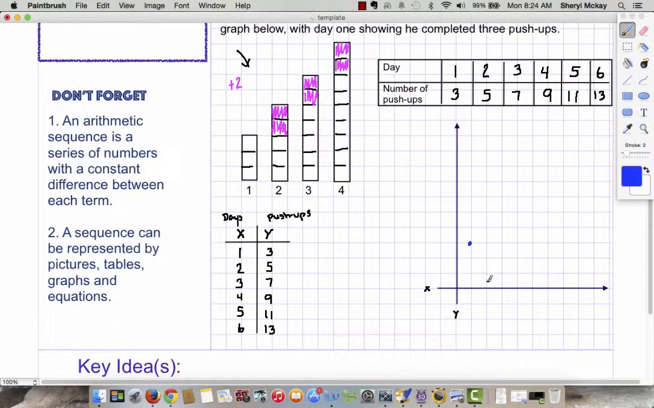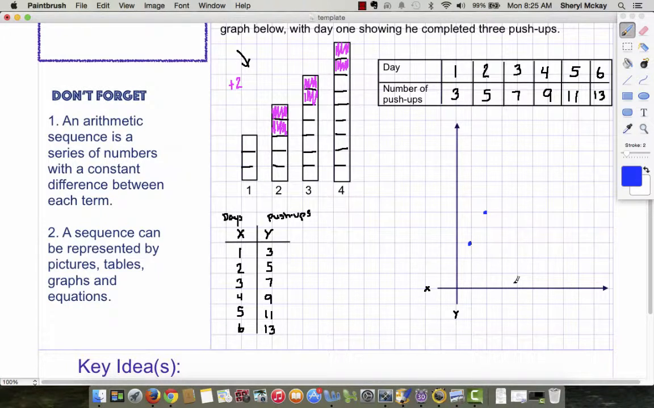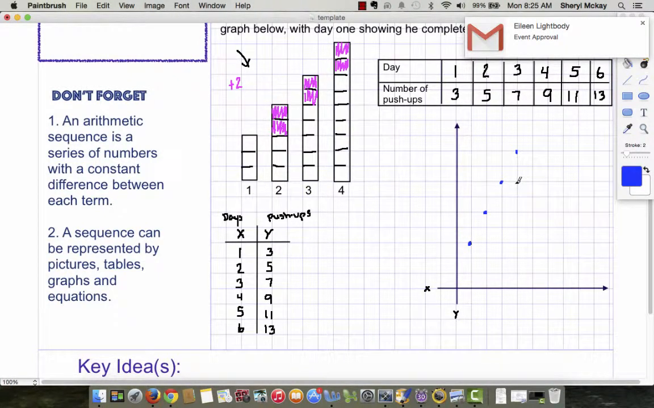When x is 2, y is 5. When x is 3, y is 7. When x is 4, y is 9. When x is 5, y is 11, and I'm running out of graph.